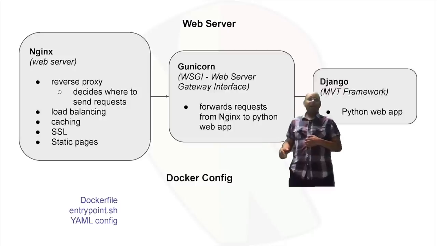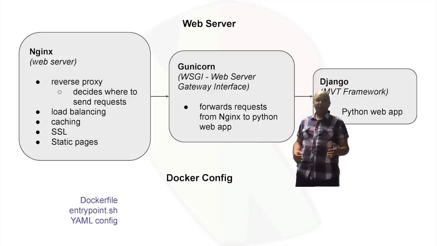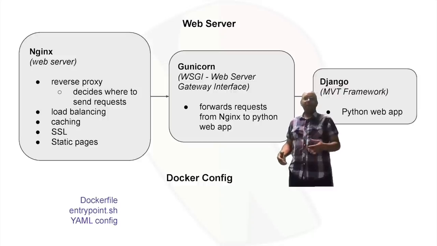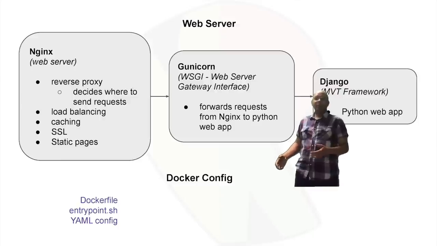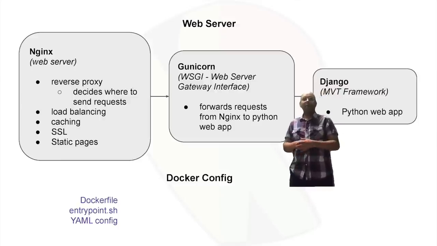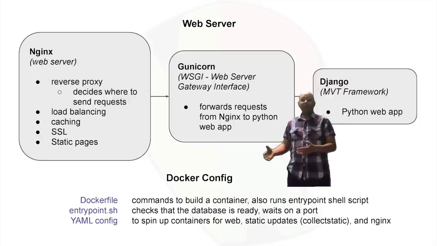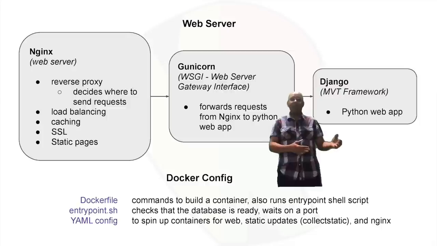A Dockerfile explains how to set up the container. You can have an entry point script to do some extra setup. For instance, my entry point script waits for the database to run before continuing. You can also use YAML to specify exactly how you want to build your containers and in what order. I like to use a different Docker config for building for local testing and for final releases for production.